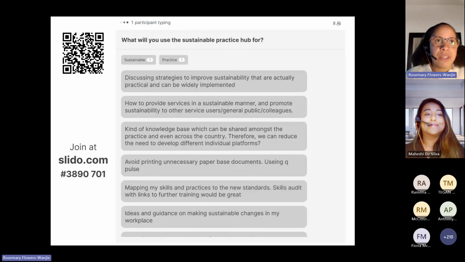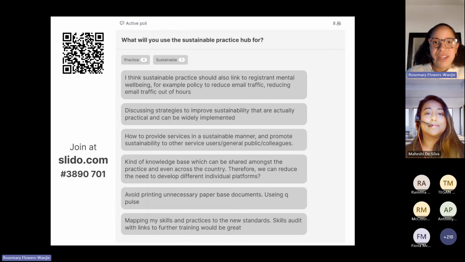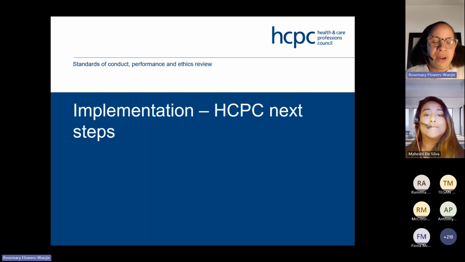Okay, so I'm going to move on to the next question because we've only got just over 10 minutes left, and I want to hand over to Maheshi to go through our implementation slides.